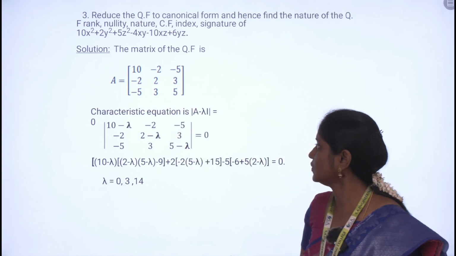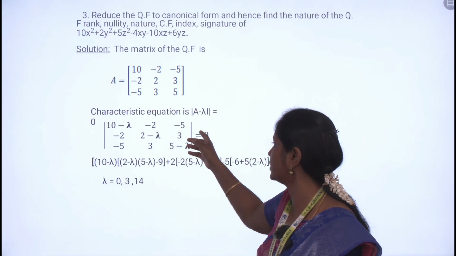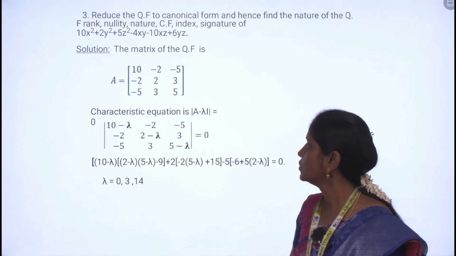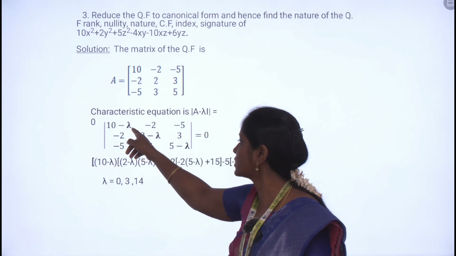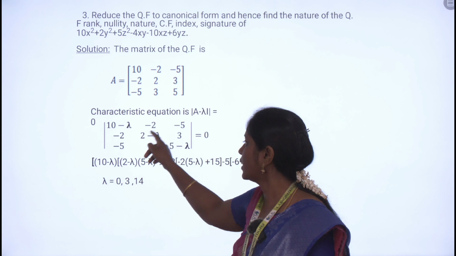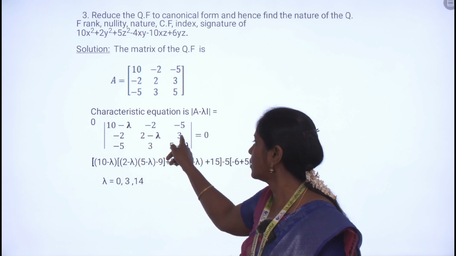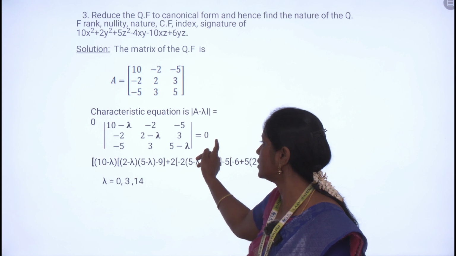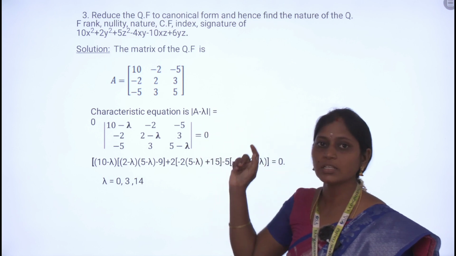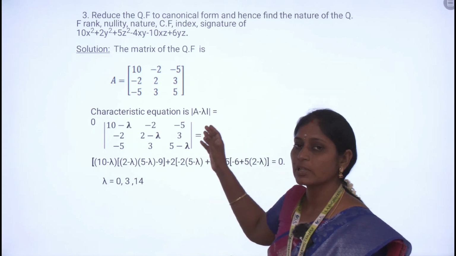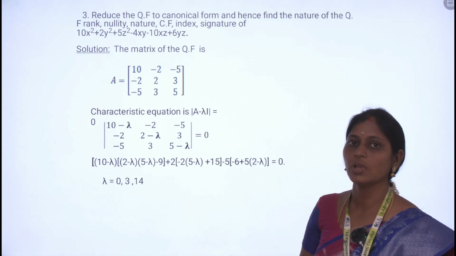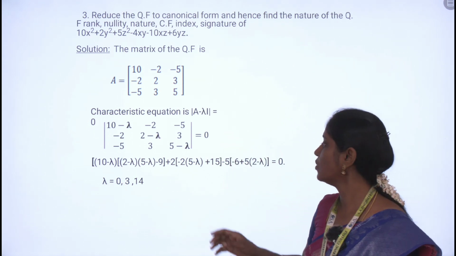Next we can find the characteristic equation, determinant of A minus lambda I equal to 0. So the determinant of 10 minus lambda, minus 2, minus 5; minus 2, 2 minus lambda, 3; minus 5, 3, 5 minus lambda equals 0. Here I is the identity matrix. We already said it's for a 3 cross 3 matrix, so the identity matrix is 1 0 0, 0 1 0, 0 0 1.